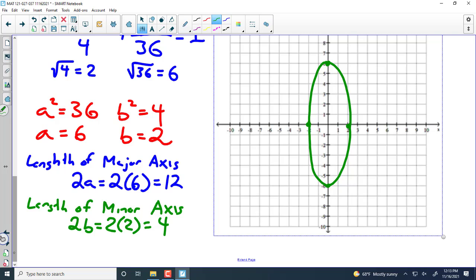Yeah, the most important thing is that you can draw it, but if they start asking you these questions like the length of the major axis, the length of the minor axis, or what's A, or what's B, or what's A squared, or what's B squared, we have to be able to answer those questions as well.